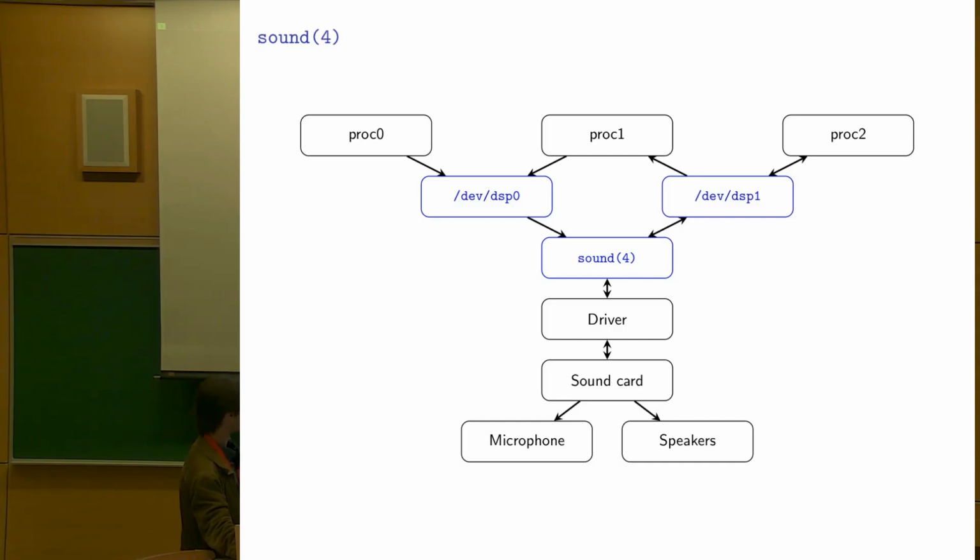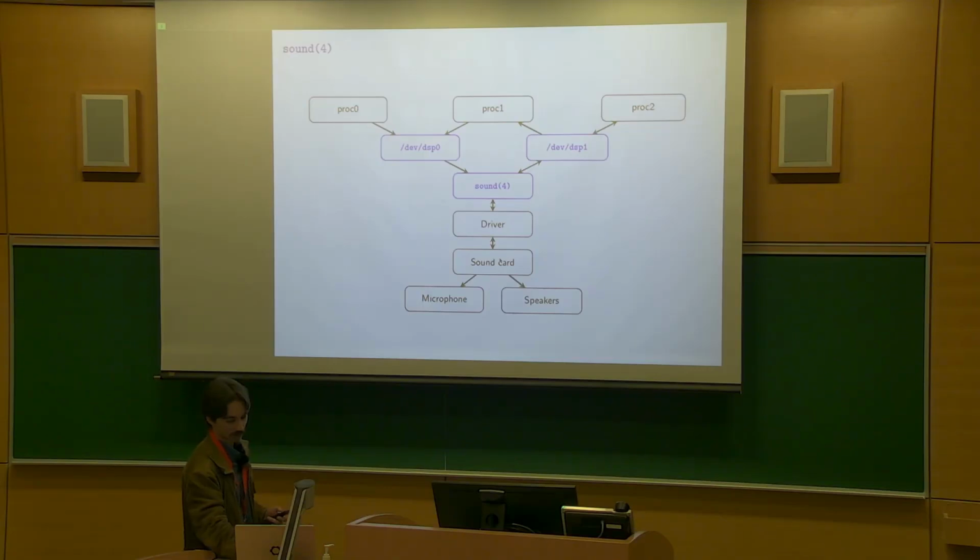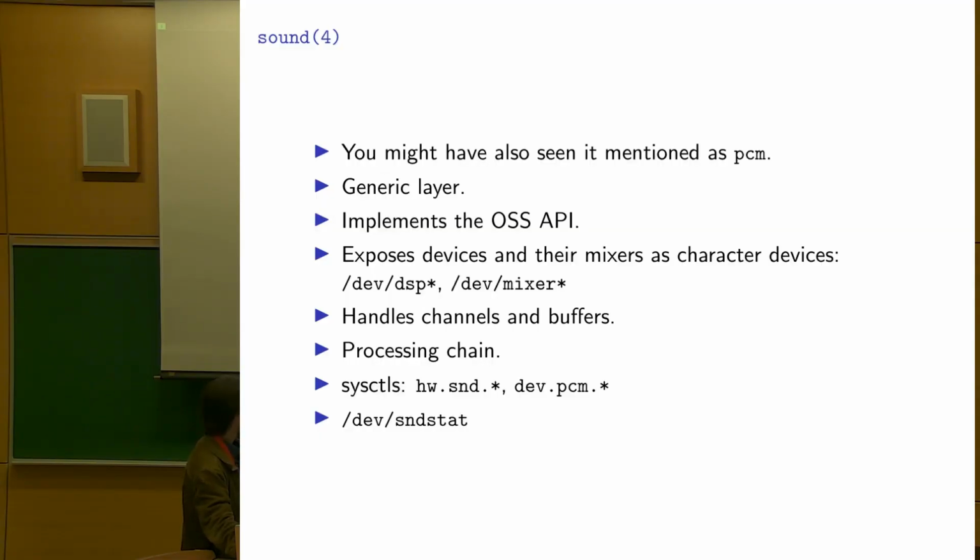So now we'll move on to the more interesting stuff, the main kernel code. You might have seen it mentioned as PCM. That's mostly for historical reasons and also because the directory that the code is stored in is called PCM. This is just a generic layer for device drivers to attach to. We have many drivers, USB sound cards, HDA sound cards, other PCI sound cards, and all these attach to this layer so that we can have a nice unified interface.